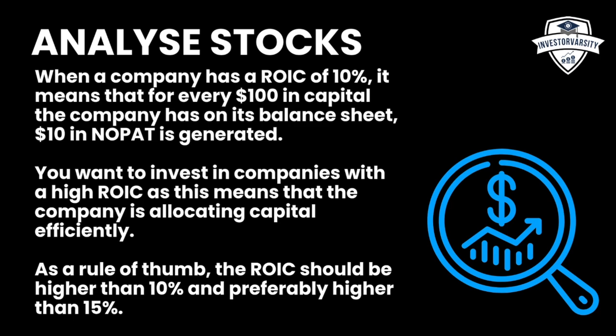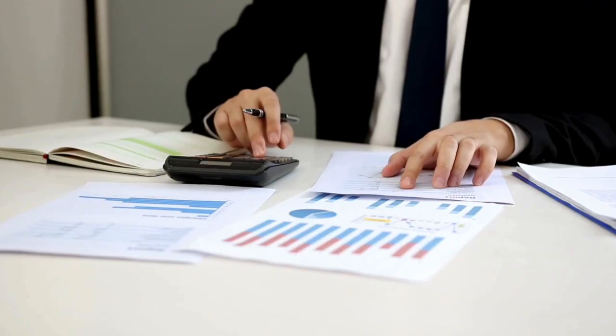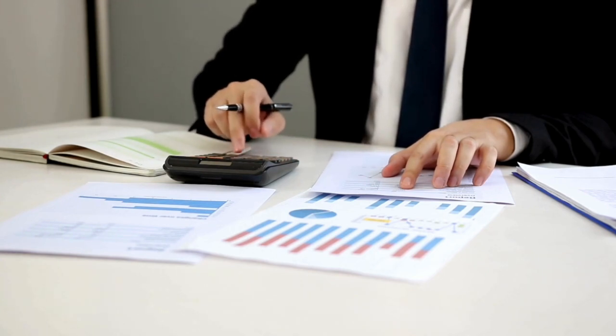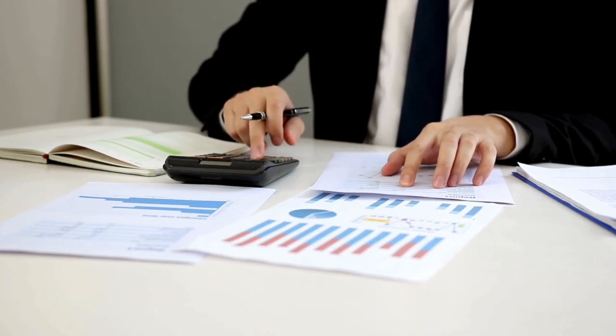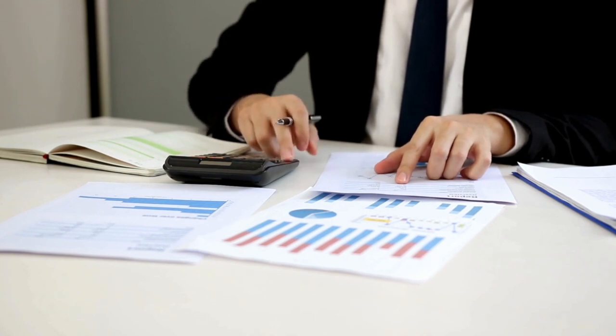You want to invest in companies with a high return on invested capital, as this means that the company is allocating capital effectively and efficiently. As a rule of thumb, the return on invested capital should be higher than 10% and preferably higher than 15%. A consistent and high return on invested capital is a great indication that the company has a sustainable competitive advantage.